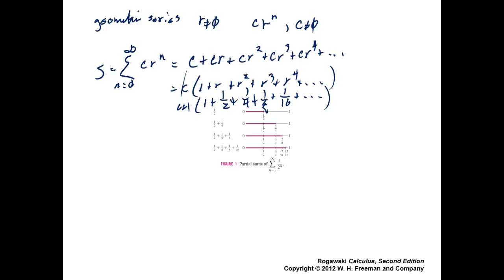Is that convergent? Yes, it does. That one does converge, absolutely. Adding the terms up corresponds to moving stepwise from 0 to 1. Each step takes you half the distance of what's remaining, but you never get there, but you're getting closer and closer to 1.